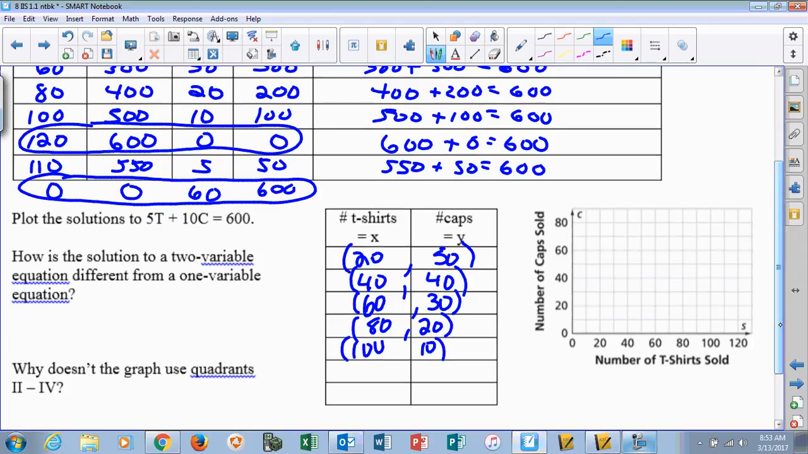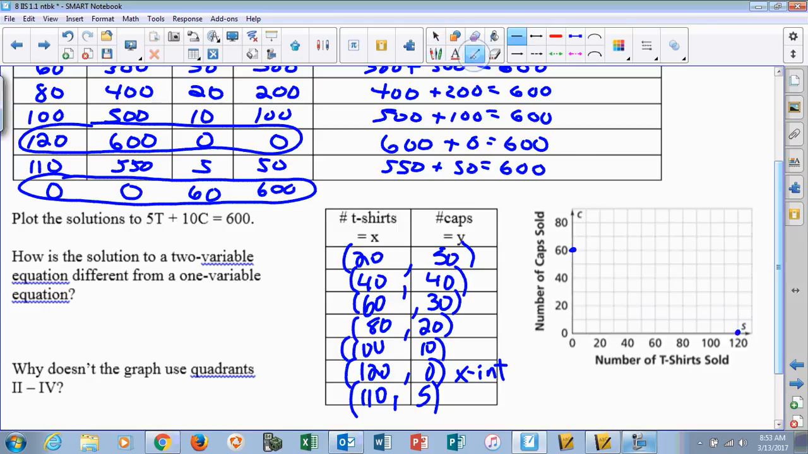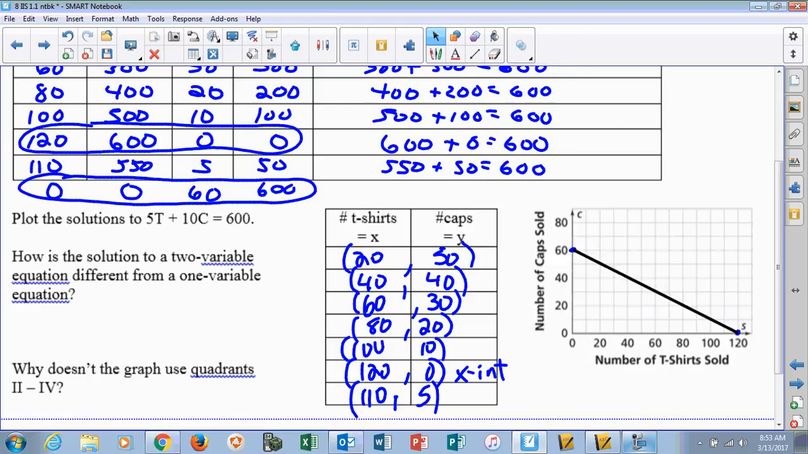Go on a little bit more here. So we had 120, 0. And again, that's our x-intercept. And then we had 110, 5. And just to help us out, at 0, 60 is where it starts, and at 120, 0, that's where it ends. All those other points, just to save us some time, are in between. So I'm just going to save time and connect the dots here. There we go. And that's what our line looks like.